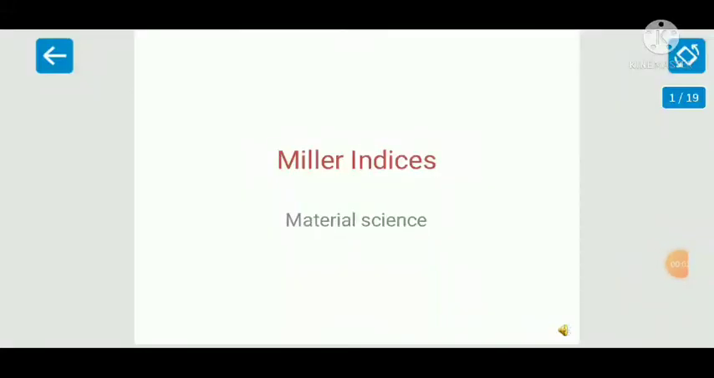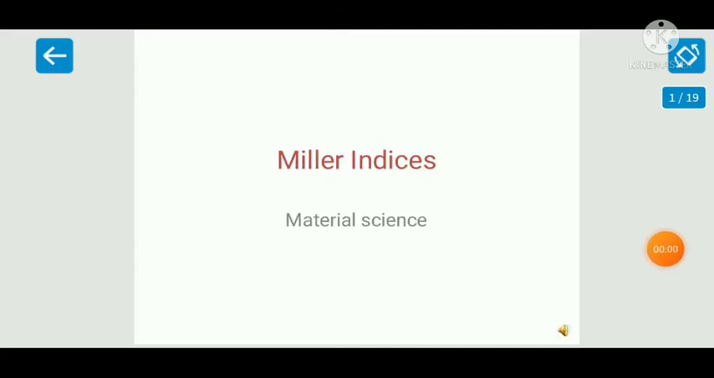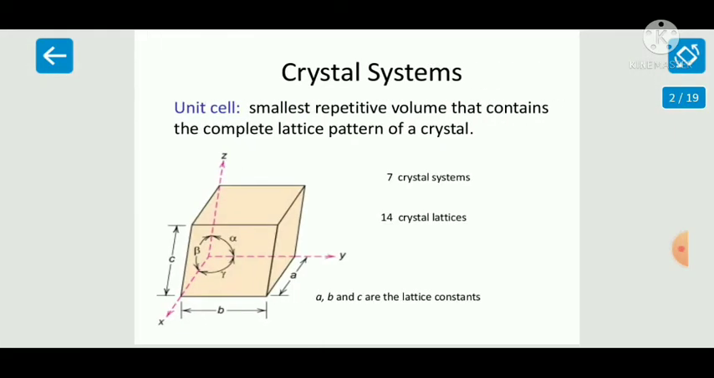Now we will discuss Miller indices. Miller indices were introduced in 1839 by the British mineralogist William Hallowes Miller. The method was also historically known as the Millerian system, and the indices as Millerian.